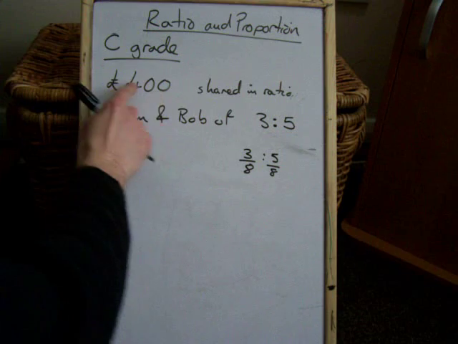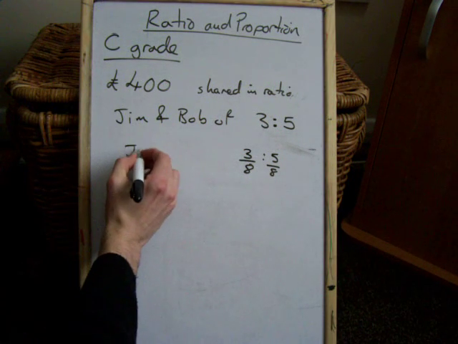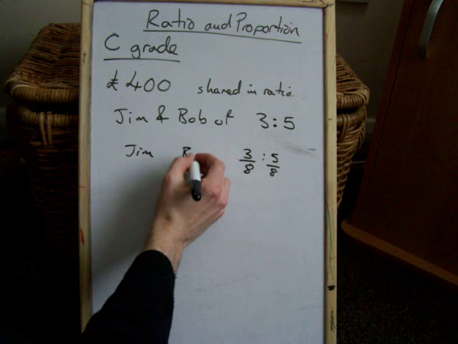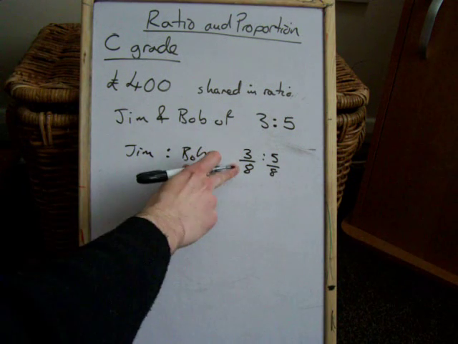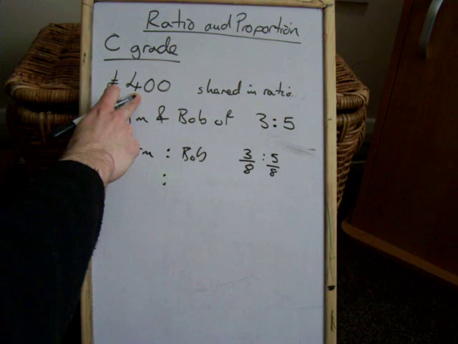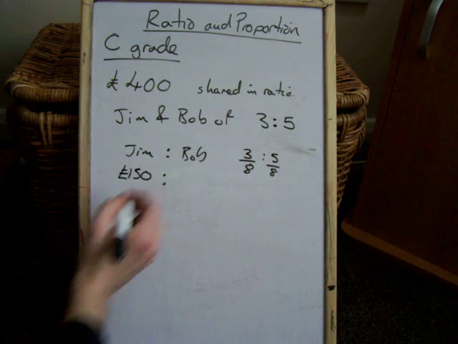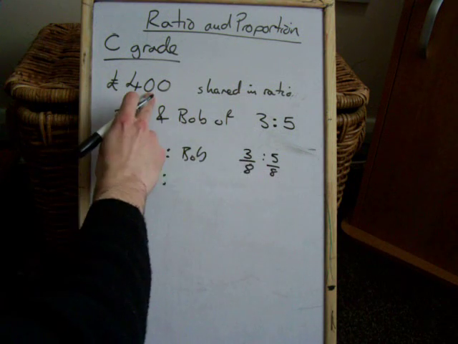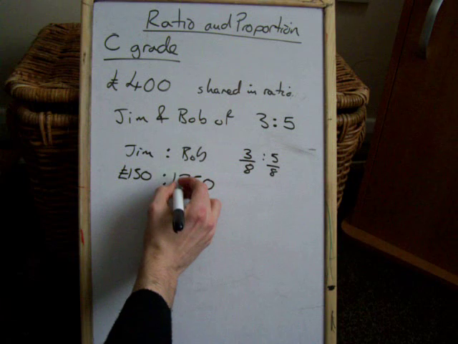So if I want to share out £400, 3/8 of it is going to go to Jim. So if I go Jim, Bob, and the amount of money they're going to get. 1/8 of 400 is £50, so 3/8 is £150. And 1/8 of 400 is £50, so 5/8 is going to be £250.